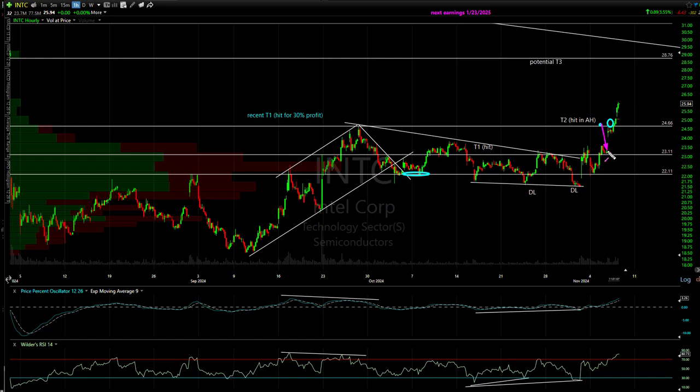When we recycled back down, back to that T1, which is support, I almost threw it back out as another trade idea. I still think it has the potential to get, oh my God, especially if the market holds up.